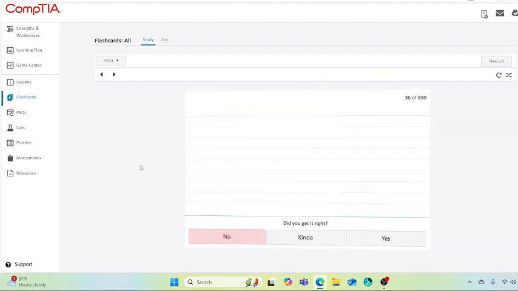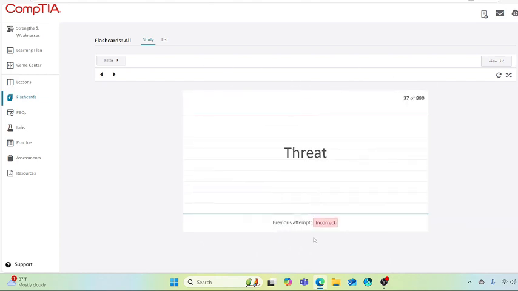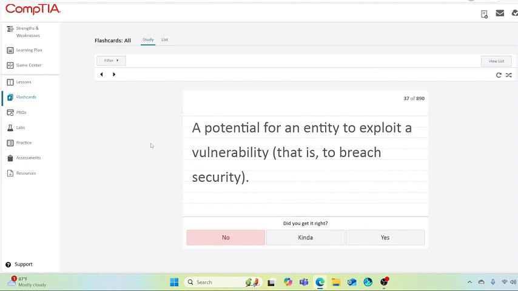Vulnerability. A weakness that could be triggered accidentally or exploited intentionally to cause a security breach. Threat. A potential for an entity to exploit a vulnerability, that is, to breach security.